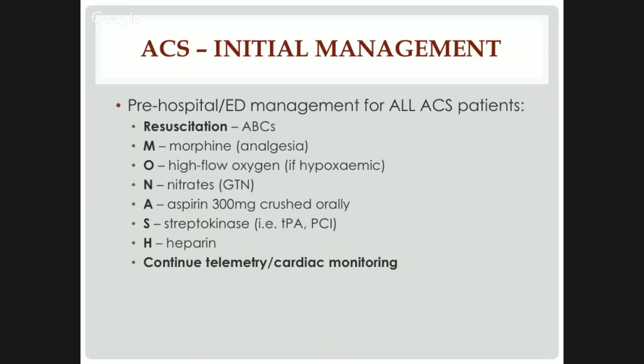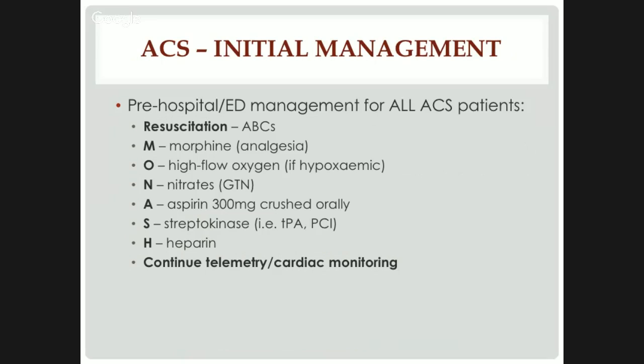So morphine, so analgesia. High flow oxygen, but you only give oxygen now if there's evidence of hypoxia. You don't give it if they're well. In the past, they used to just chuck on high flow oxygen. Turns out that it's actually detrimental and it causes more damage than good in someone who's got normal blood oxygen saturations. Nitrates, so symptomatic relief, it's a vasodilator. Aspirin, 300 milligrams crushed orally, so they just swallow aspirin.